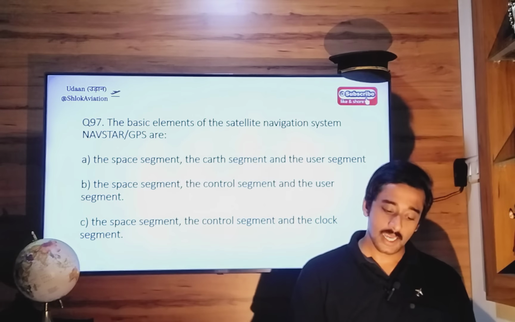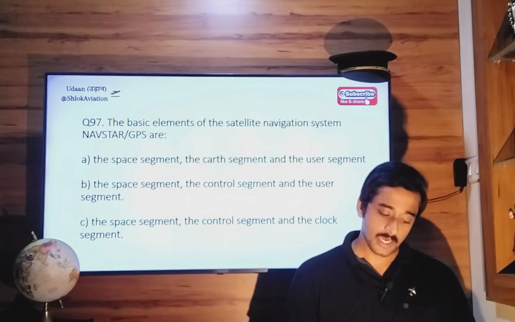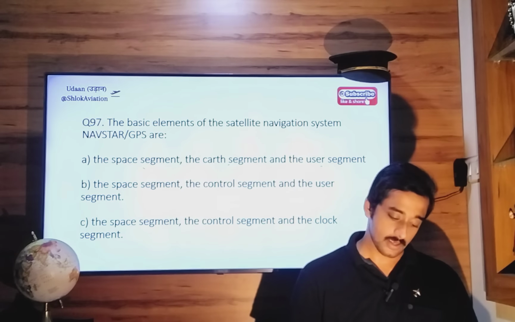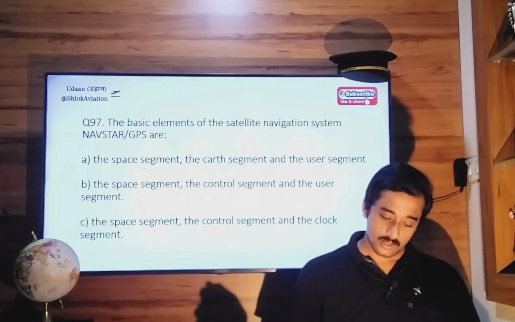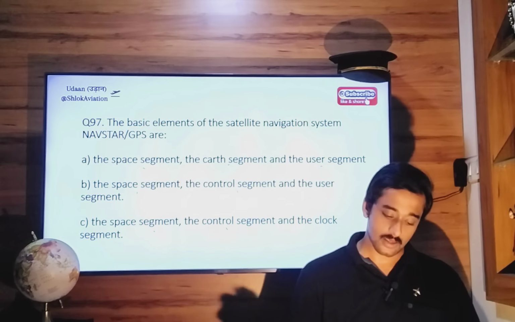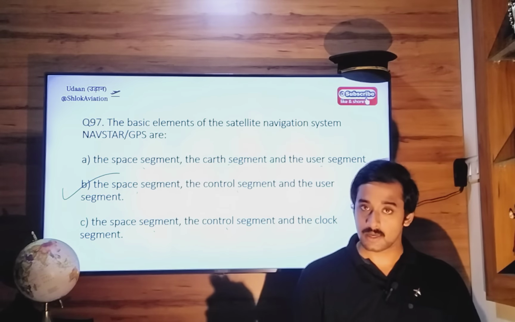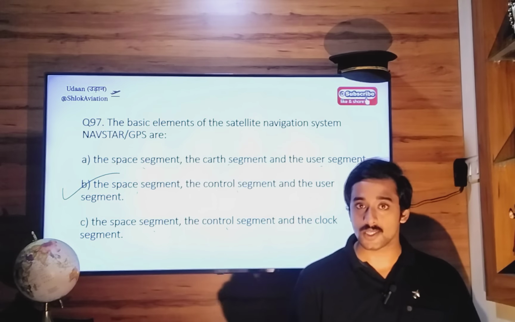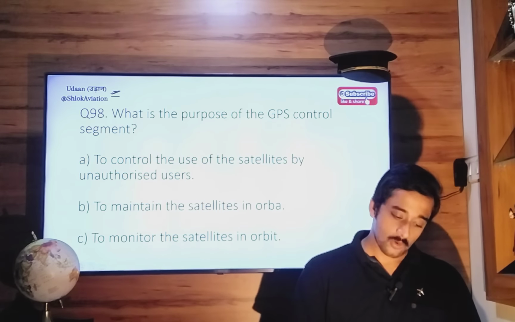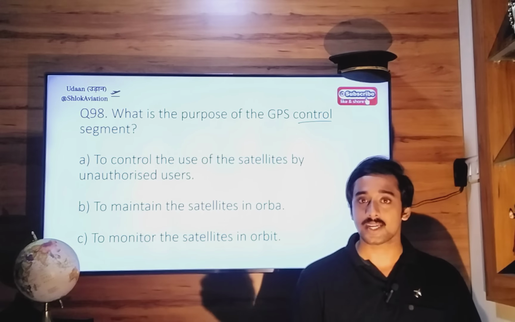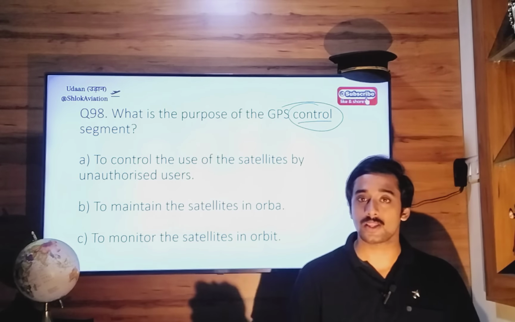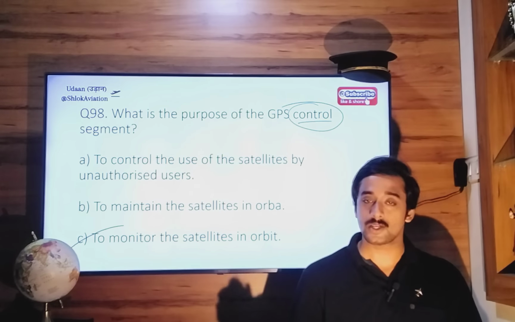97. The basic elements of satellite system are space segment, control segment, and user segment. So the correct answer here is option Bravo. What is the purpose of control segment? To control the use of satellites, to maintain the satellites in orbit, to monitor the satellites in orbit. So the control stations which are on the earth, they monitor the health of the satellites.